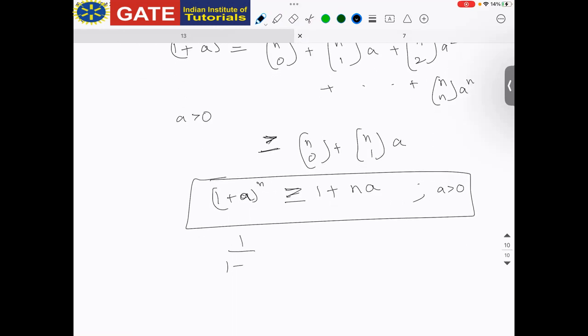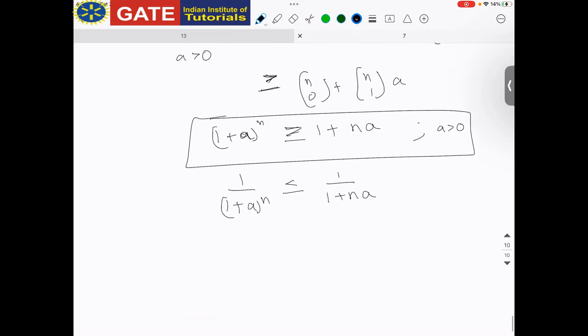Now 1 by (1 plus a) raised to the power n is lesser than or equal to 1 by (1 plus na). You reverse this. Now n is positive, right? a is positive, right? Yes, a is positive. That's why we are doing this.